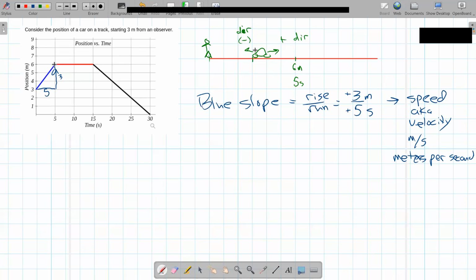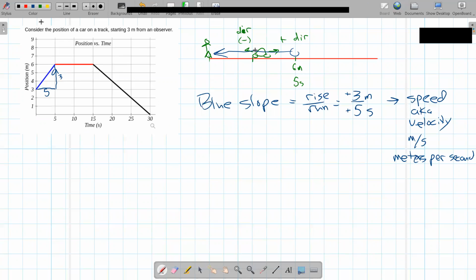And then it just chills there for a while, right? I'm stuck at 6 meters away from you, I'm going to just sit there for a while. But then all of a sudden the car starts moving back toward the person. So 30 seconds after this whole scenario started, the car is at 0 meters from the person, which means the car moved over to here, and then it went all the way back to the person over there.